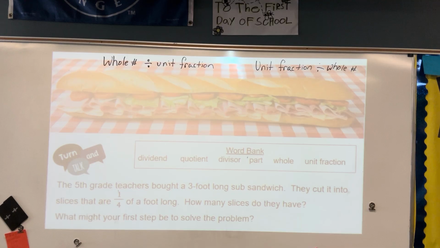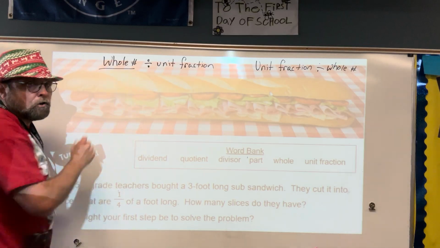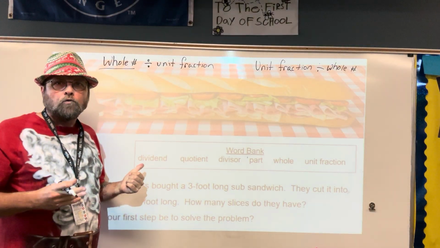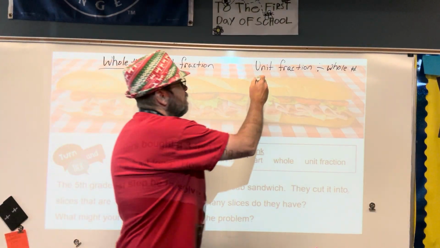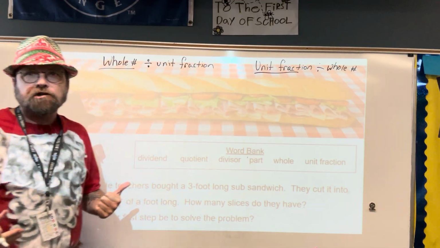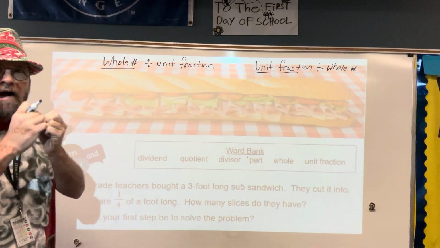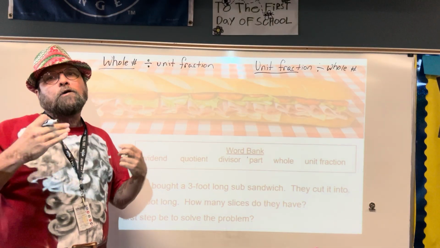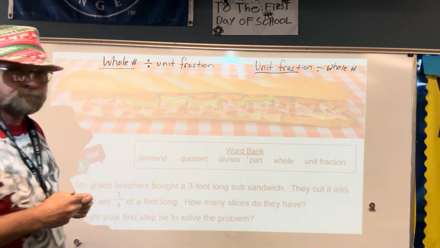One of the things I want to emphasize is that if you're dividing the whole number up, your answer is going to be a whole number. If you're dividing the unit fraction up, your answer is going to be a unit fraction. So whatever it is you're dividing up, that's going to be what your answer is in that form.